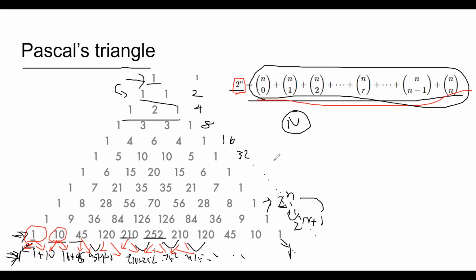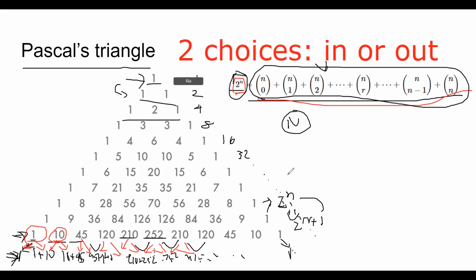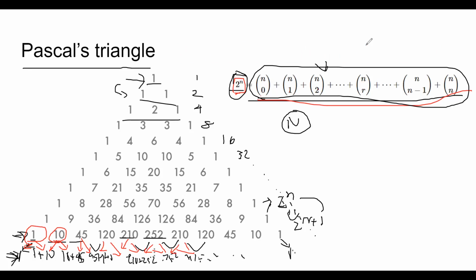Okay, so now, can anyone think of a way to relate what I just said about the right side to the left side? How does the left side describe how to choose a group of any size from n people? Yes, that is very nice. 2 choices in a row.